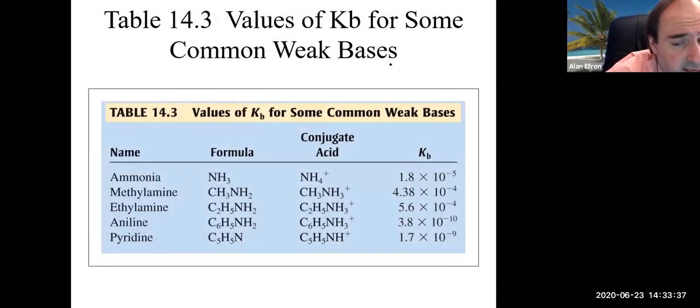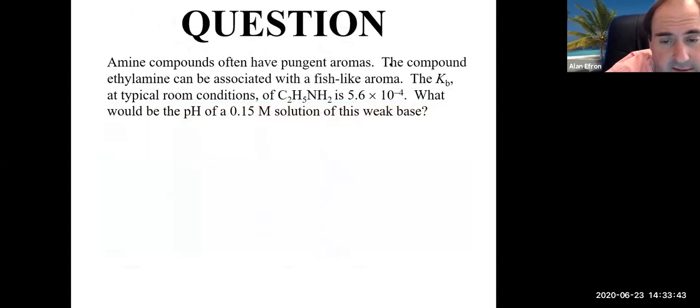Here's a table. Again, a big hint is if you see a Kb value, it's going to be a weak base. So why don't you give one a go here? We're looking for the pH of the solution that starts with 0.15 molar, has a Kb value of 5.6 times 10 to the minus 4. So see what you come up with, and we'll talk about it in a few minutes.